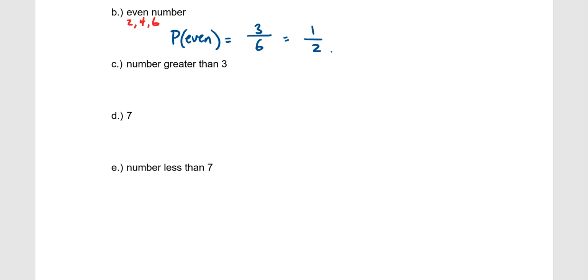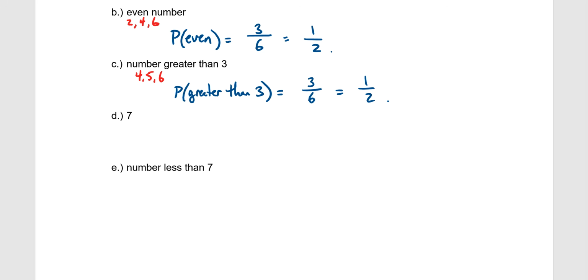Okay, next one, probability of rolling a number greater than 3. So greater than 3, that's going to be 4, 5, 6. So I'm going to write this as the probability greater than 3, or you can just once again write that as event E and do the probability of E. There are 3 numbers greater than 3, so that's going to be 3 times out of the total number of outcomes, which is 6. So we get 1/2 once again.